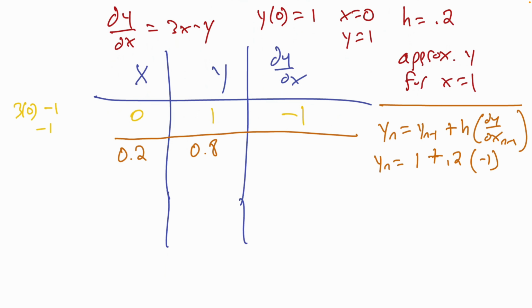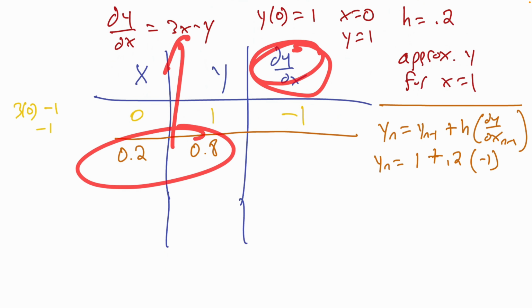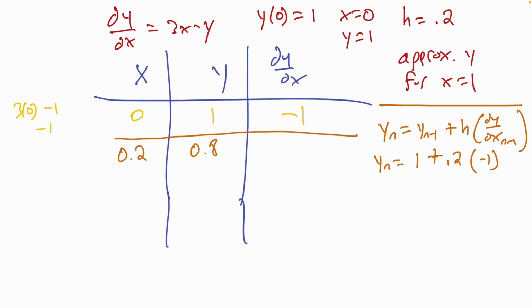0.8. Now what happens with these is a lot of times you get decimal answers, and then the decimals get crazier and crazier the farther you go. Okay, now we need to calculate our new derivative with our x and our y. So we plug those into dy over dx, and we get -0.2.